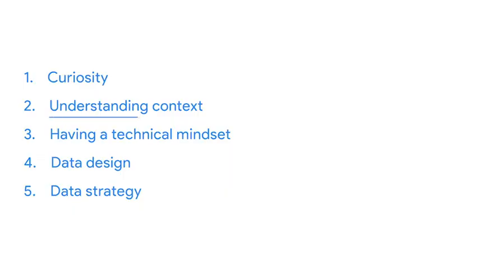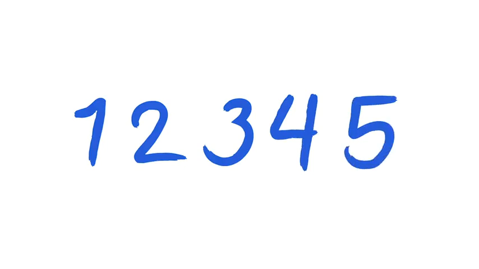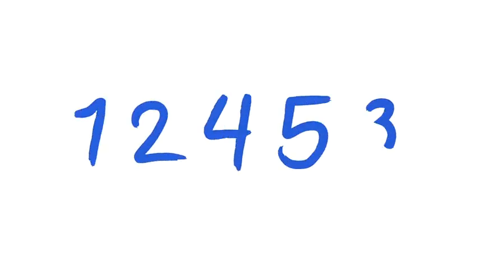Now, think about understanding context. Context is the condition in which something exists or happens. This can be a structure or an environment. A simple way of understanding context is by counting to 5. 1, 2, 3, 4, 5. All of those numbers exist in the context of 1 through 5. But what if a friend of yours said to you 1, 2, 4, 5, 3? Well, the 3 would be out of context.